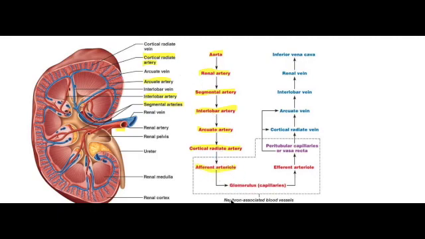This is a nephron-associated blood vessel, and that afferent arteriole goes through the glomerulus and becomes an efferent arteriole. Now after the efferent arteriole, the arteriole breaks down into the peritubular capillaries or vasa recta. The vasa recta is much different than the peritubular capillaries. The vasa recta brings oxygen to the renal medulla.